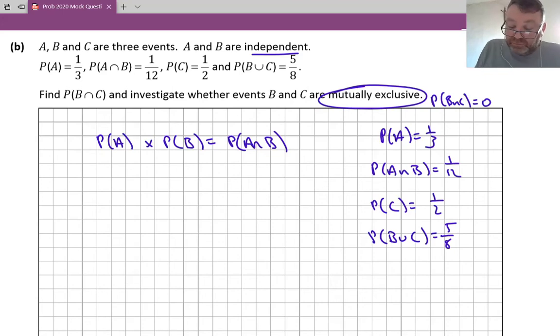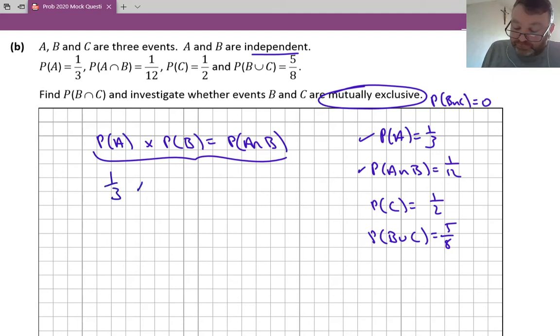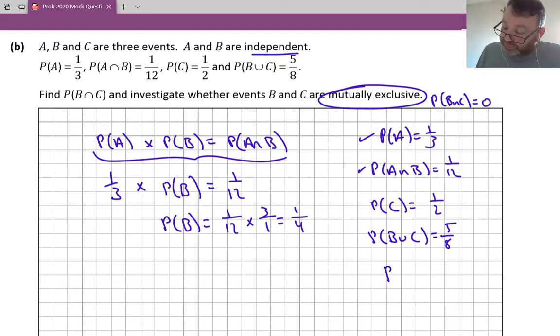So immediately, just take a look at this rule. What can I fill into this rule? Well, I can fill in P of A, and I can fill in P of A intersection B, which means that the only thing I won't know is PB, which I can solve. So P of A is a third, multiplied by the probability of B, is equal to the probability of the intersection, 1/12. So the probability of B is 1/12 multiplied by 3/1, which is 1/4. So now I've got the probability of B, 1/4.